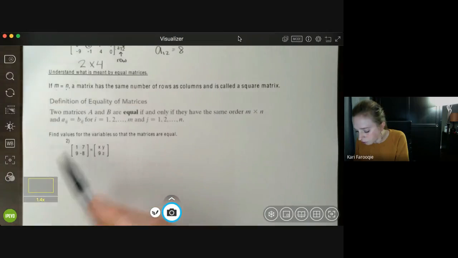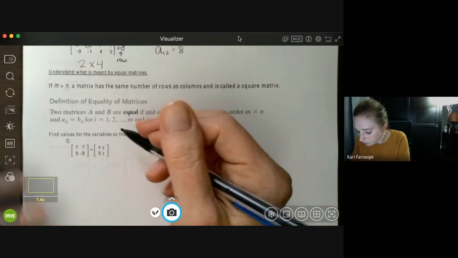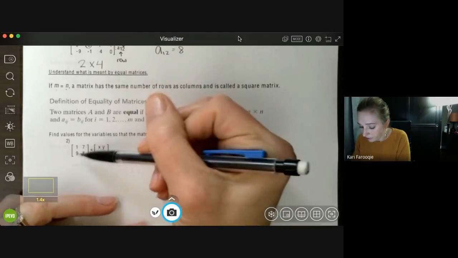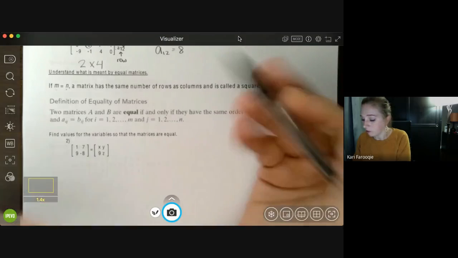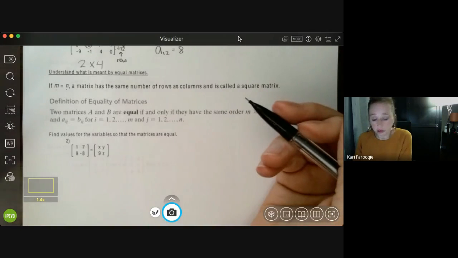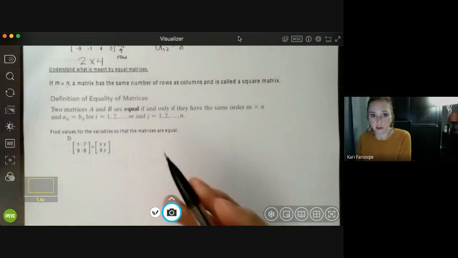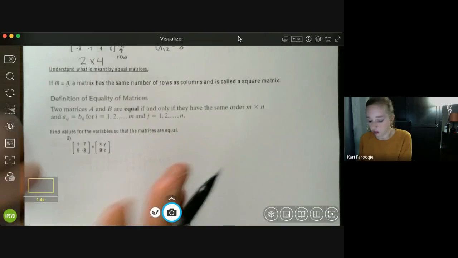So we are going to do now some equating of matrices. In order to solve these matrix equations, you have to have the same order on the left as on the right. If you don't have the same order, then you can't solve the matrix. But you'll notice that on the left, you have a 2 by 2 matrix, and on the right, you have a 2 by 2 matrix. So in order to solve for the missing variables here, you're just going to take the element from the left and set it equal to the element on the right. That's it. This is really not supposed to be some crazy challenging thing.